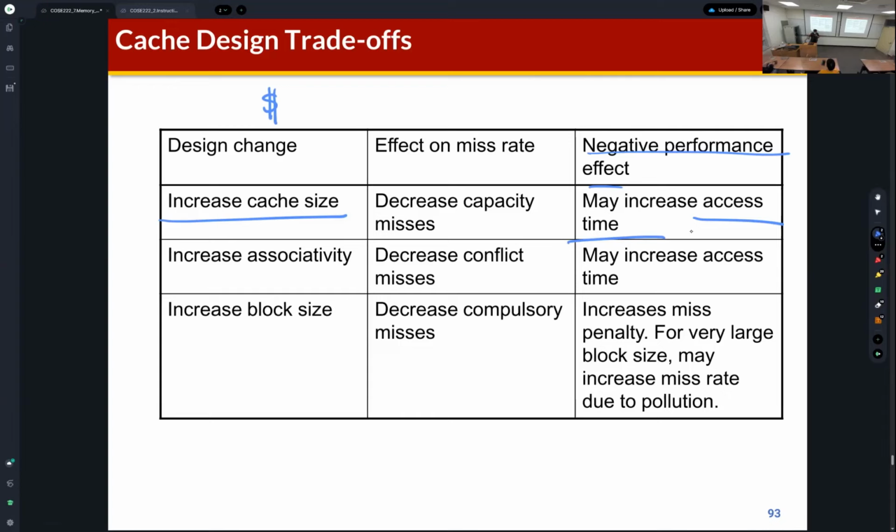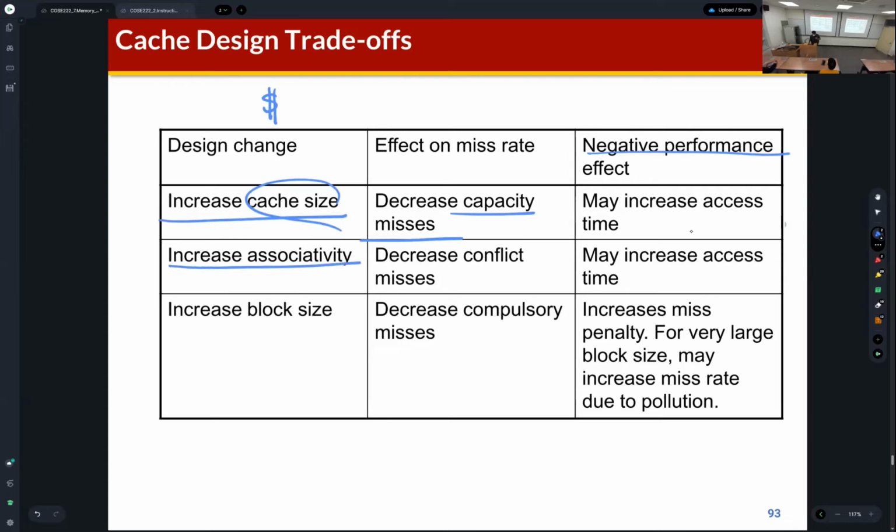So if we increase the cache size, then the access latency can also increase. Which means that the performance of the cache becomes lower, because the size is increased. But in order to decrease the capacity misses, we need to increase the cache size. So this is the negative impact.